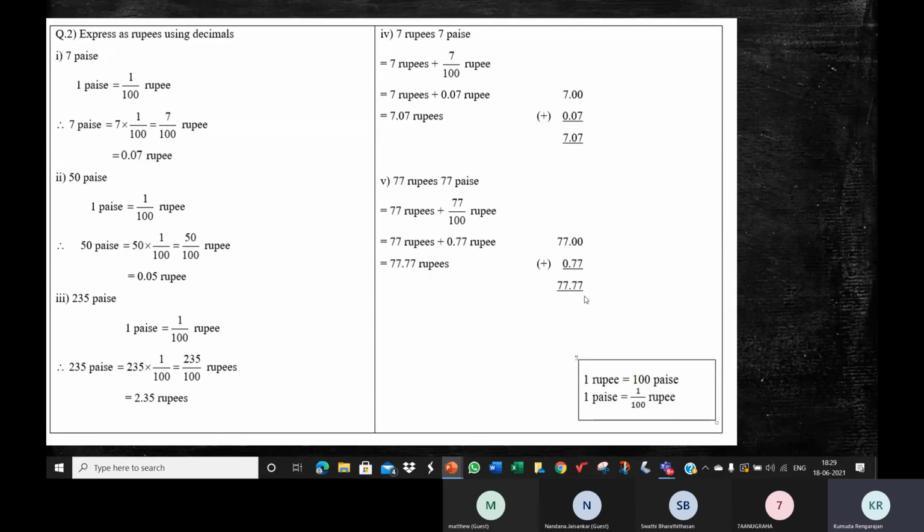So you can see the conversions, there is no one method. You can do it in different ways. So just look at this one, 77 rupees. And so you know the rule, 1 rupee is 100 paise and 1 paise is 1/100th of a rupee. Look at this, 77 rupees and 77 paise. You need to express as rupees using decimals. We'll just do this and stop. We'll continue in the next class. We'll maybe revise in the next class and then take a new chapter, simple equations. Simple equations is the next chapter. We'll just complete the revision in the next class.